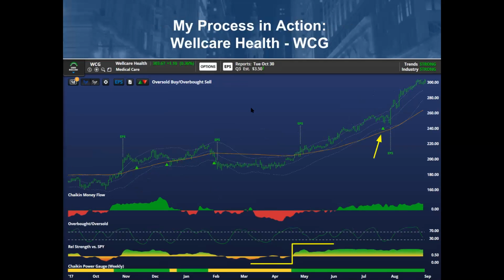So one of the names that we identified was WellCare Group. Again, that dynamic duo is in gear. Very bullish stock, outperforming the market. Becomes oversold back in late July, but money flow stays bullish. Institutions are buying the stock. And when one of our buy signals triggers at around $245, we made it our bullish stock of the day right before the stock was ready to run to $300.